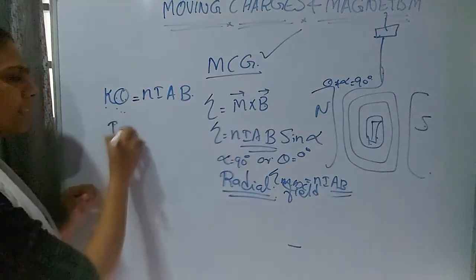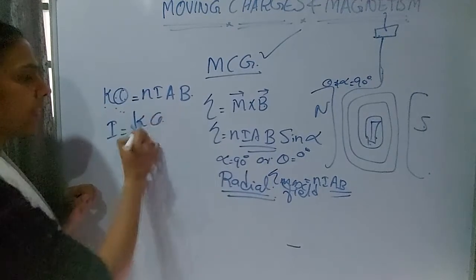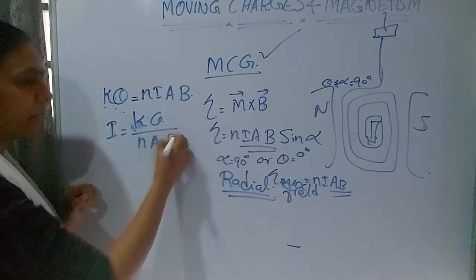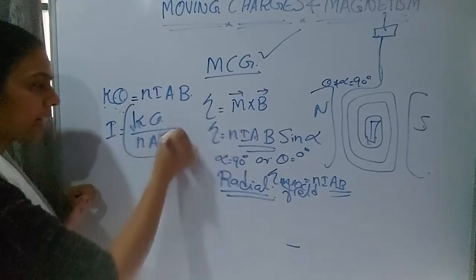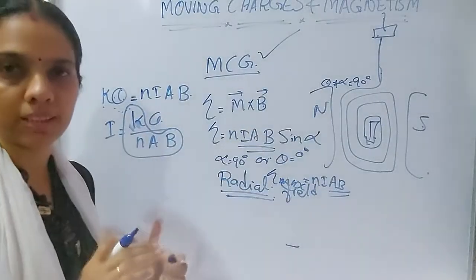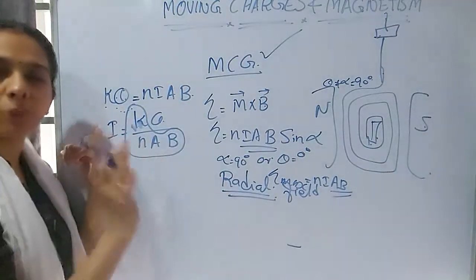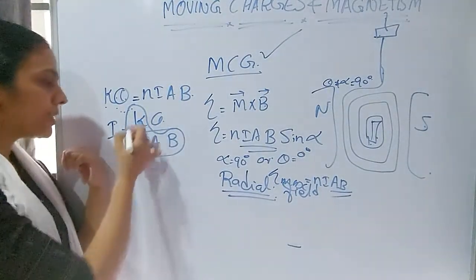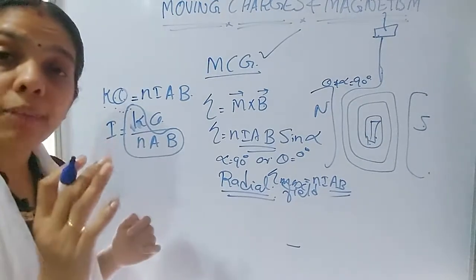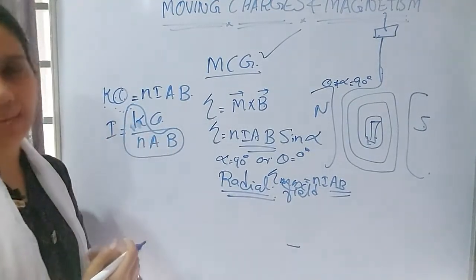Or I can write it as I is equal to K theta divided by NAB. This K by NAB, with N, A and B, will be constant for a particular MCG. If I am considering one MCG, that K by NAB will be a constant. This constant is called the galvanometer constant, or we can say it is the resistance of the galvanometer.